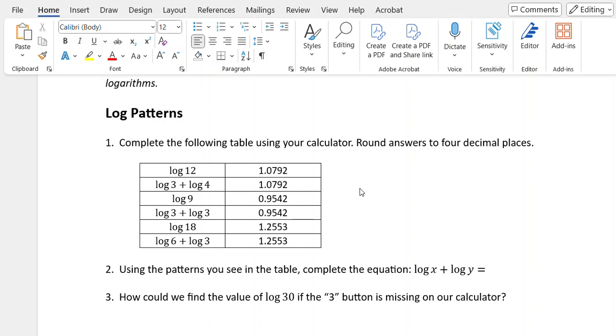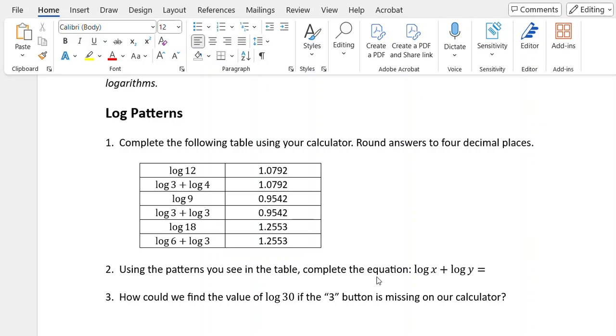So looking at this table, I see that there are some values that are the same. I know that log 12 is the same as log of 3 plus log of 4. Log of 9 is the same as log of 3 plus log of 3. And log of 18 is the same as log of 6 plus log of 3.